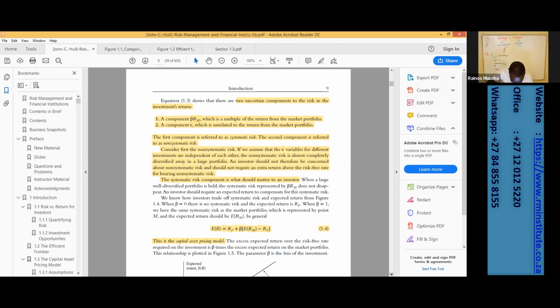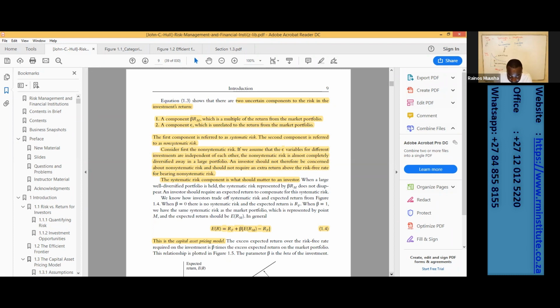So consider first the non-systematic risk. If we assume that the error variables from the different investments are independent of each other, the non-systematic risk is almost completely diversified away in a large portfolio. So an investor should not therefore be concerned about non-systematic risk and should not require an extra return above the risk-free rate for bearing non-systematic risk. The systematic risk component is what should matter to an investor.